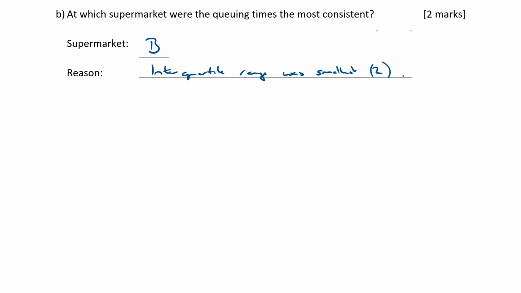Now, like I say, you could have used a range here, and I suspect that you'll be given full marks if you did, compared the range of the 4 of them, but interquartile range is a better measure of dispersion, which is why I chose it over range.